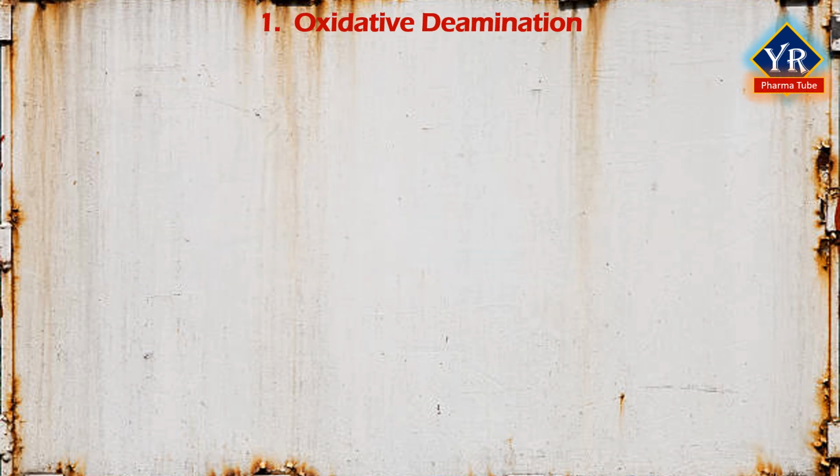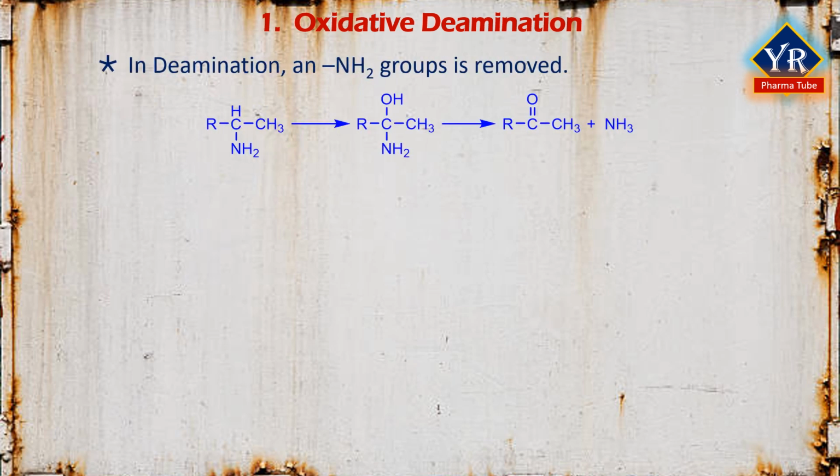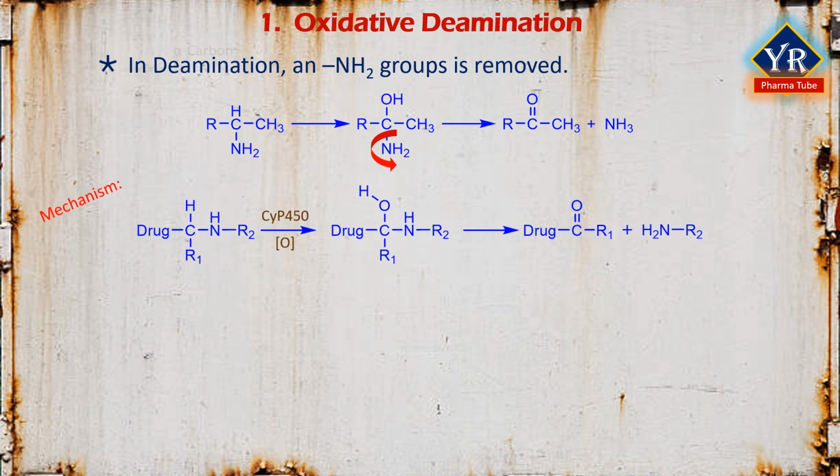Number 1, oxidative deamination. Deamination is a chemical process in which an amine group is eliminated from a drug molecule. In oxidative deamination, amines containing alpha methyl group are metabolized by the cytochrome P450 enzyme to release ammonia and leave the corresponding ketone. See the reaction. This metabolic biotransformation mainly occurs with primary amines. However, there is some evidence that it can also occur with secondary amines.